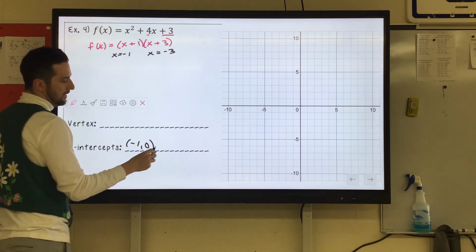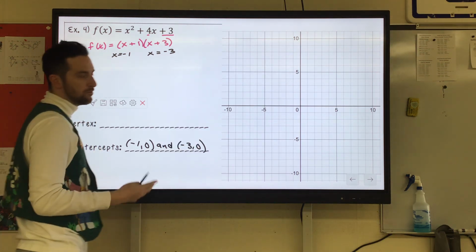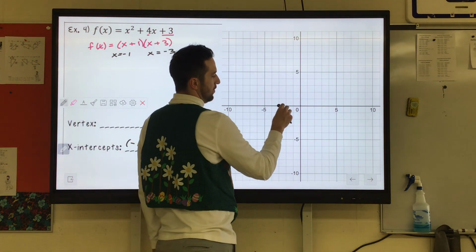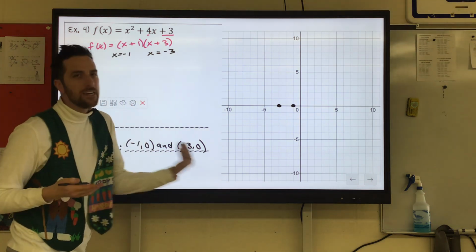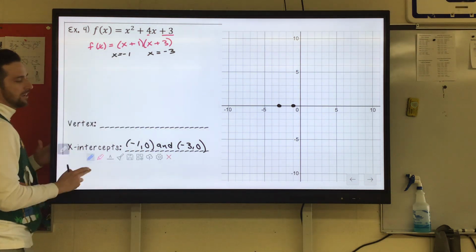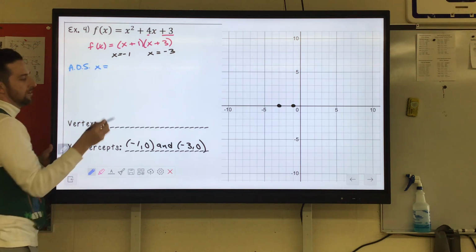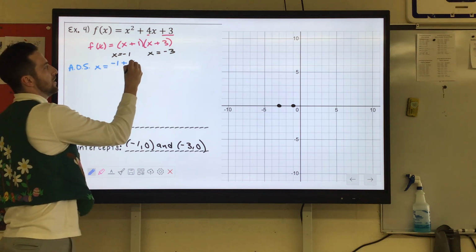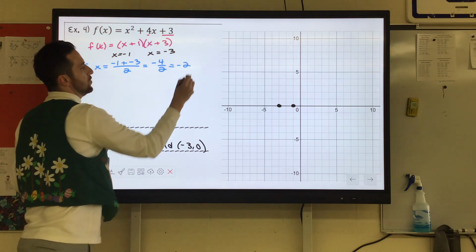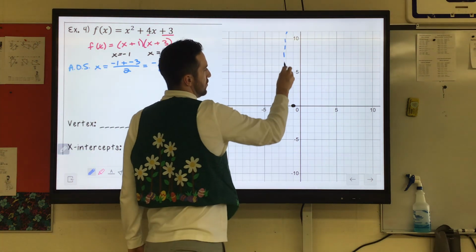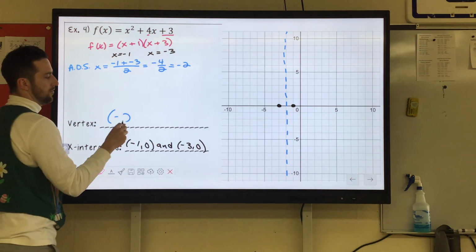Negative 1, 0 and negative 3, 0. And again, you could just say negative 1 and negative 3. Here's negative 3. Here's negative 1. We do have to find the middle, which we can see is negative 2. But we're going to pretend like we just can't see that. Our axis of symmetry, we're going to add the two zeros together and divide by 2. So negative 1 plus negative 3 over 2 will give us negative 4 over 2, which is negative 2. That's going to be our axis of symmetry. Split that graph in half. It's also the x-coordinate of our vertex.